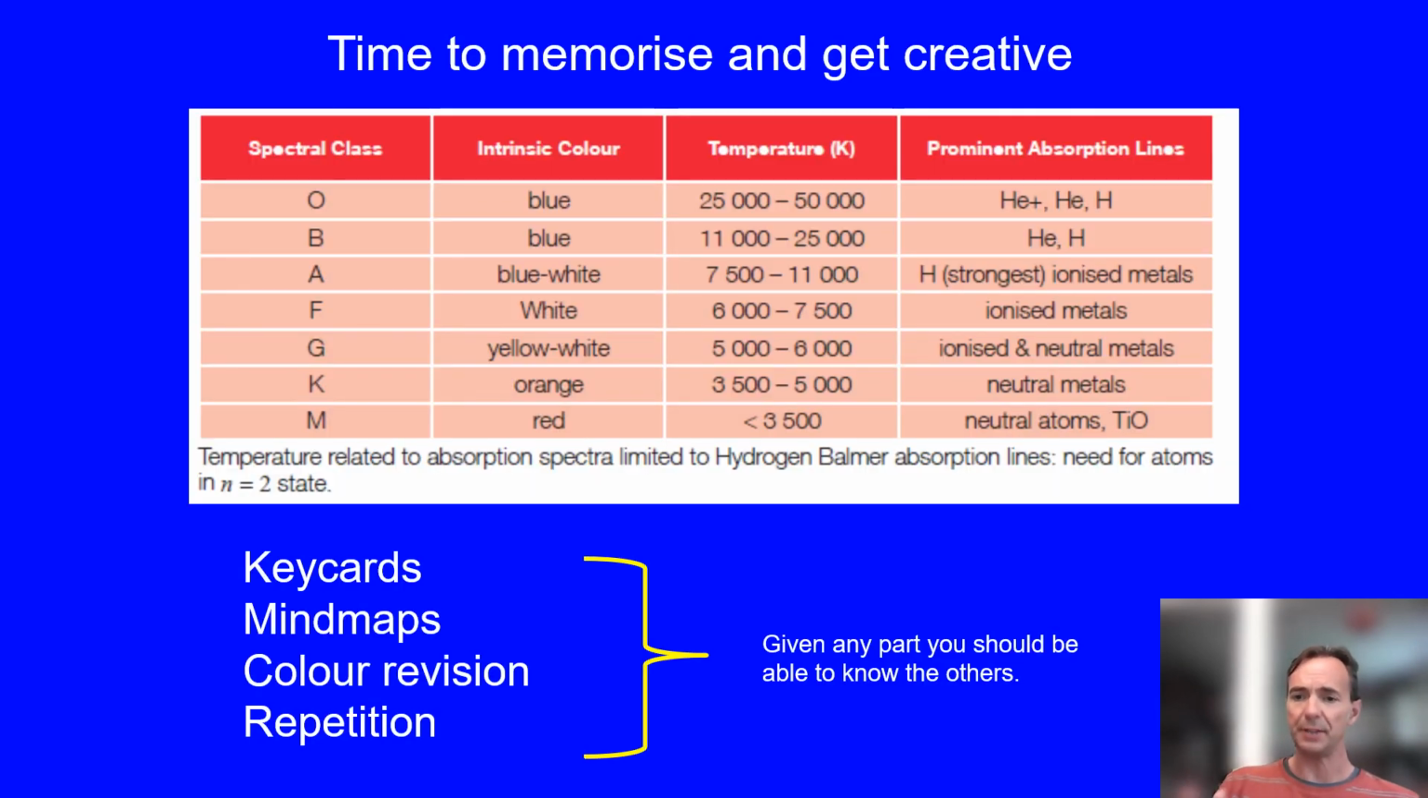I cannot tell you how important it is to just go away and remember these things. You have to remember this. So use key cards, use mind maps, use colour revision, repetition. You have to give one part of it. So in other words, make sure you do a resource where, so right, temperature is 6,500. Tell me everything about 6,500. It's white, it's an F star, it's got ionized metals in there as well, and you've just got to repeat it.